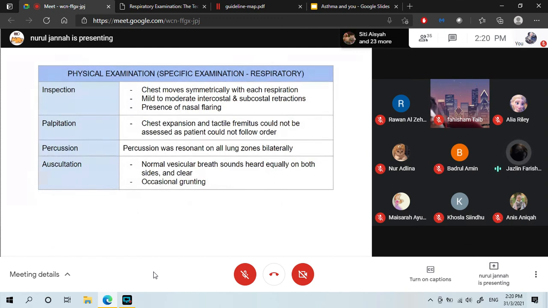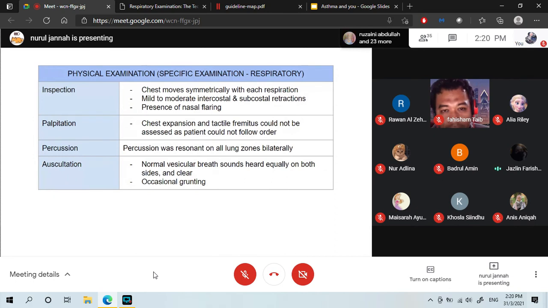So during inspection, the chest moves symmetrically with each respiration. There are also mild to moderate intercostal and subcostal retractions that can be seen. There is presence of nasal flaring. During palpation, the patient cannot follow the order, so we cannot assess the tactile parameters. For percussion, it was resonant on all lung zones bilaterally. And then during auscultation, there is normal vesicular breath sound equally on both sides and clearly. There's also occasional grunting during expiration.